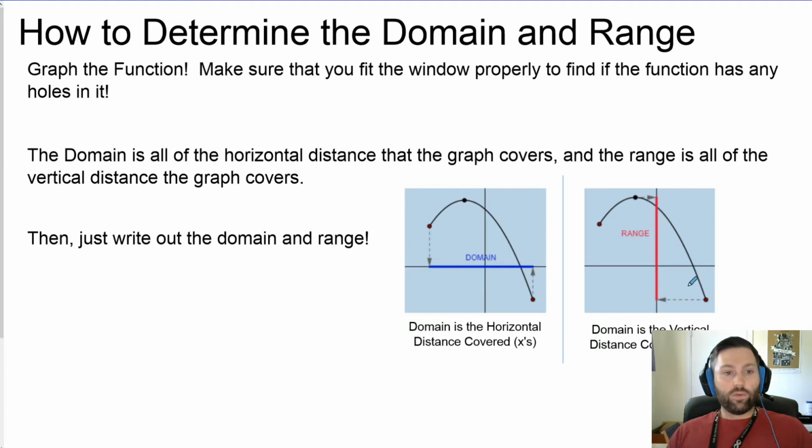Then you need to ask yourself, what is all of the horizontal distance that the graph covers? That is the domain. And then try to figure out what is all of the vertical distance the graph covers. That is the range. Then, once you know those things, you just have to write it out. You have to tell your reader, this is the domain and this is the range.